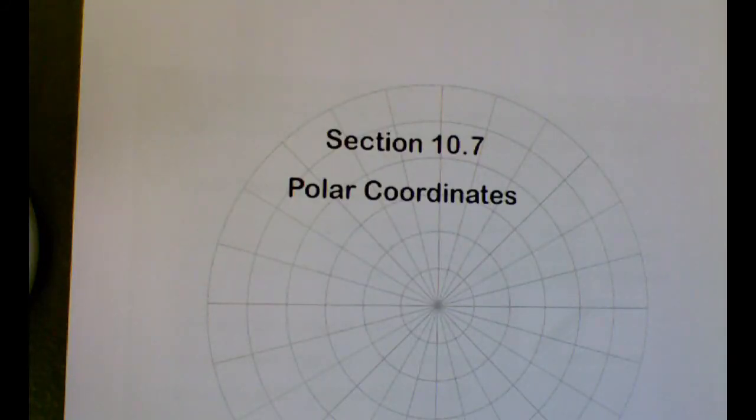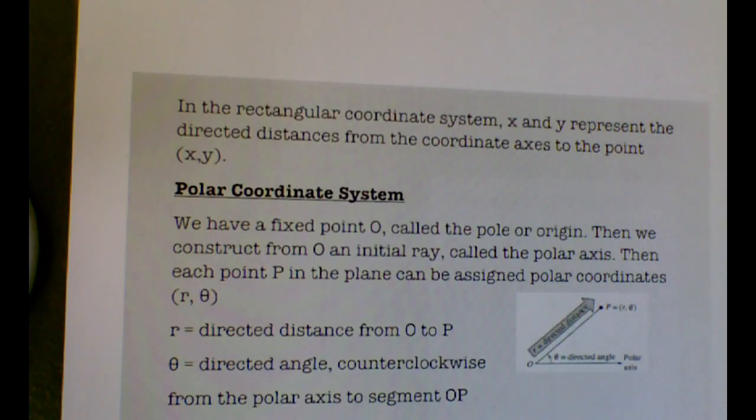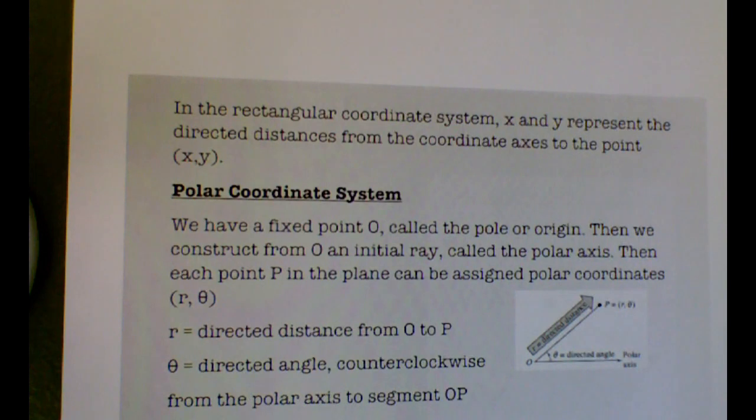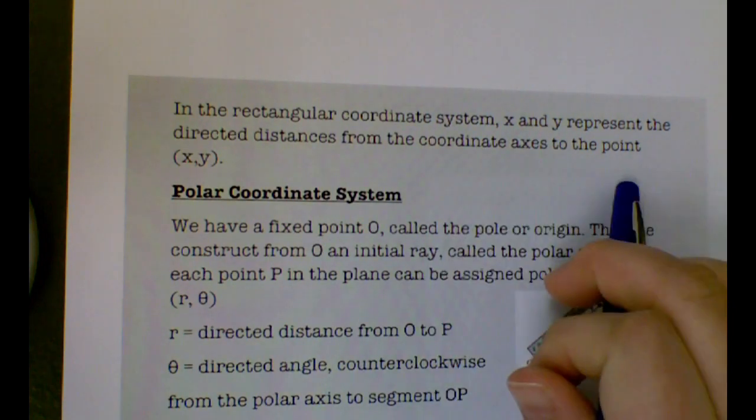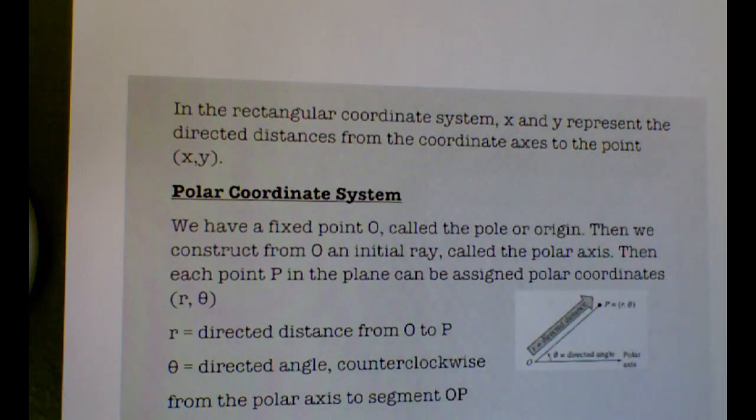All right, this is section 10.7 on polar coordinates. So in the rectangular coordinate system, x and y represent the directed distances from the coordinate axes to the point (x, y). So x, obviously, if it's positive, we move to the right from the origin. If it's negative, we move to the left. Y, if it's positive, we move up from the origin, and negative, we move down.